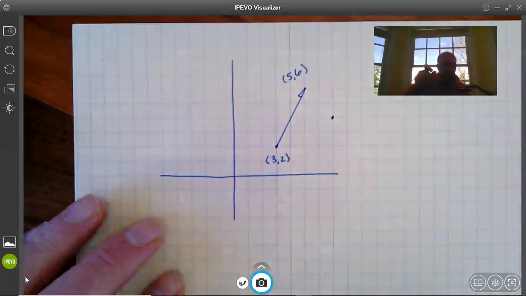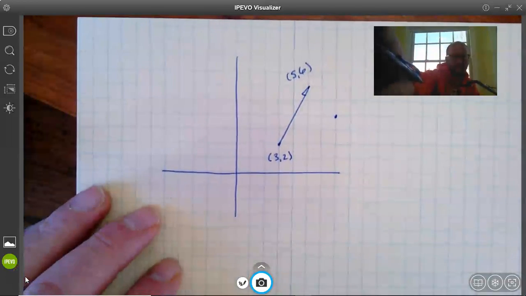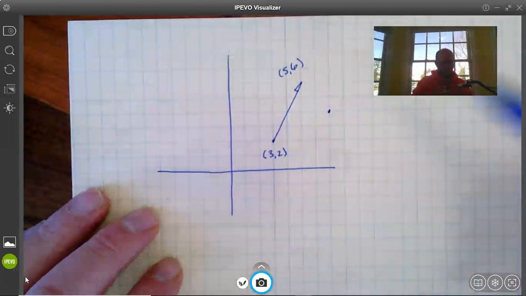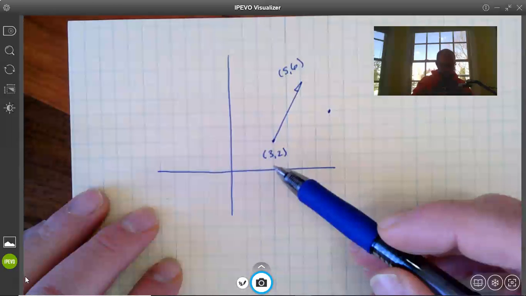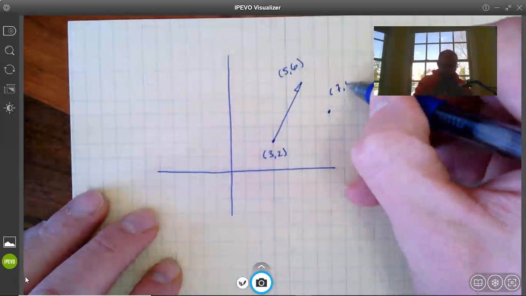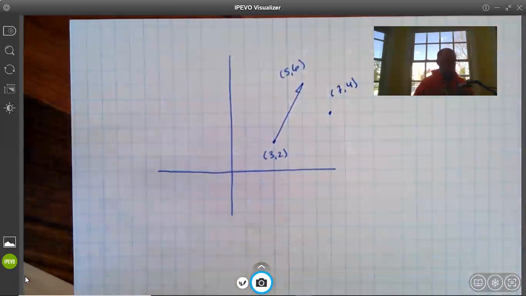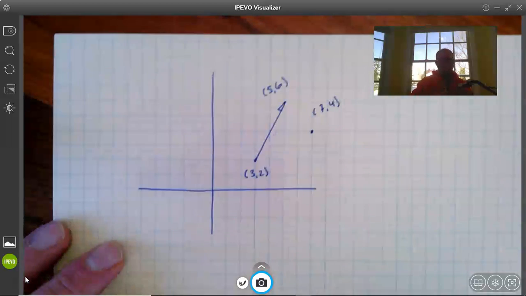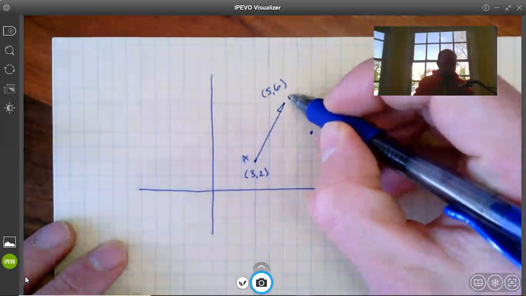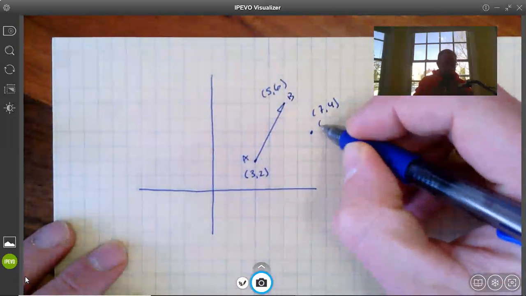All right, so I have a vector here that goes from the point 3, 2 to 5, 6, and I have some point out here. What is this point? 1, 2, 3, 4, 5, 6, 7, 4. And we're trying to come up with a vector. I'm trying to find another point so that they'll connect. Let's call this A, B, and this is point C.